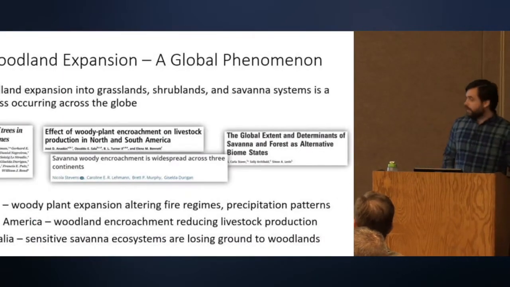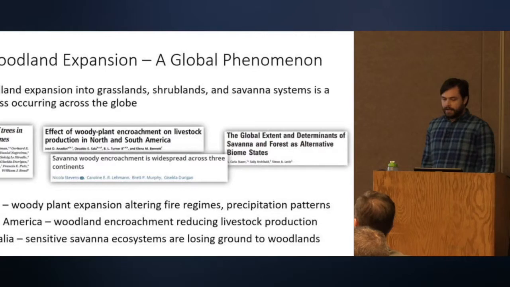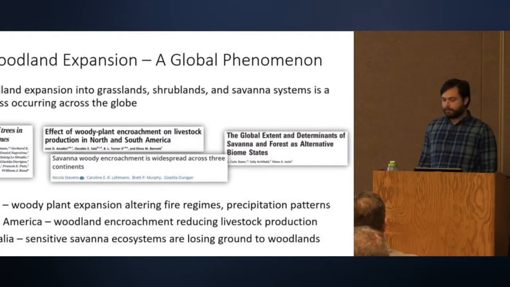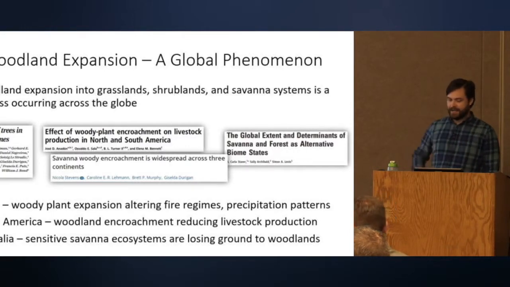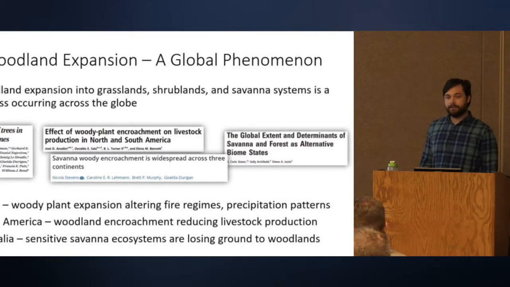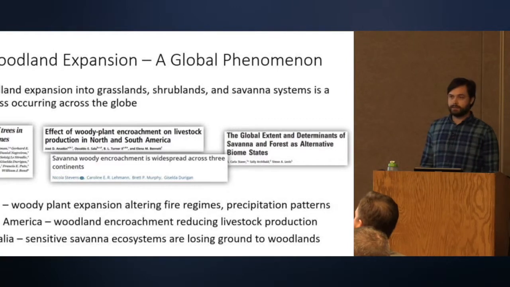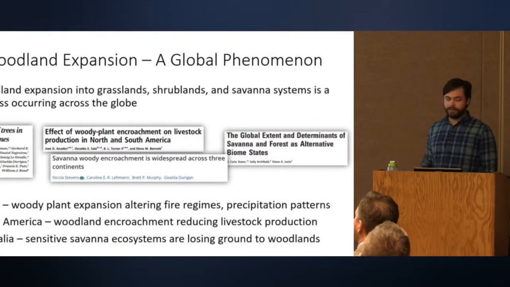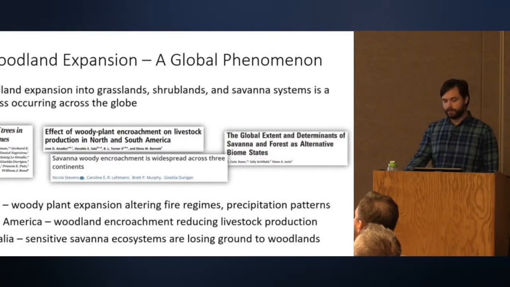But before I really dig into that, I wanted to mention that in the process of doing this work, looking at conifer removal, we came to realize that woodland expansion or woody plant expansion is a problem that folks are dealing with across the globe in a lot of different systems. It's not something that only we are dealing with in our small corner of the world.